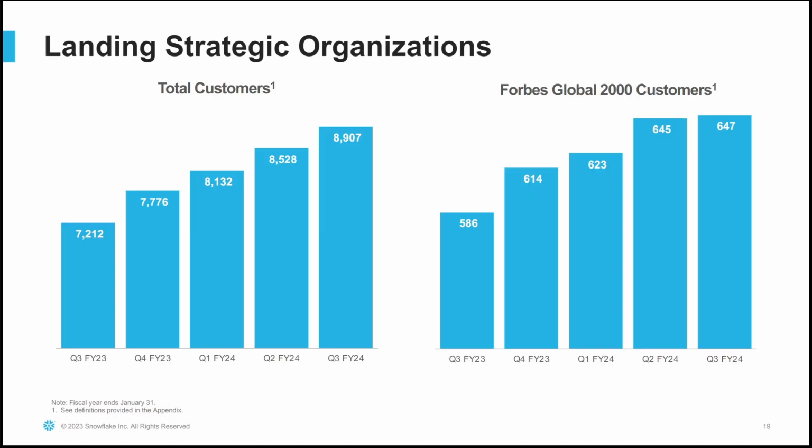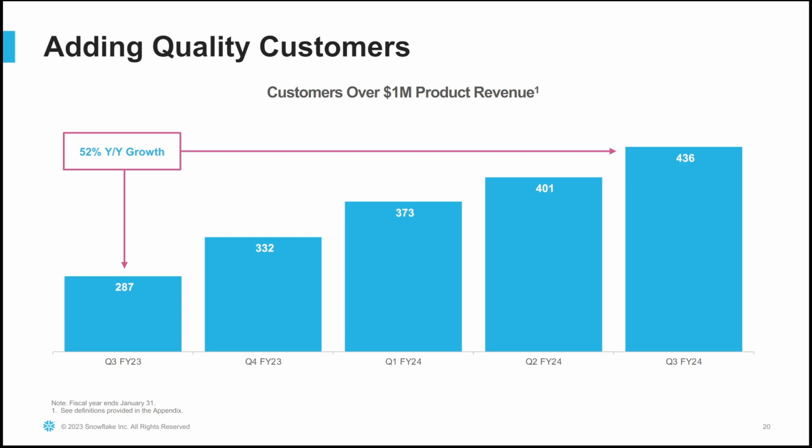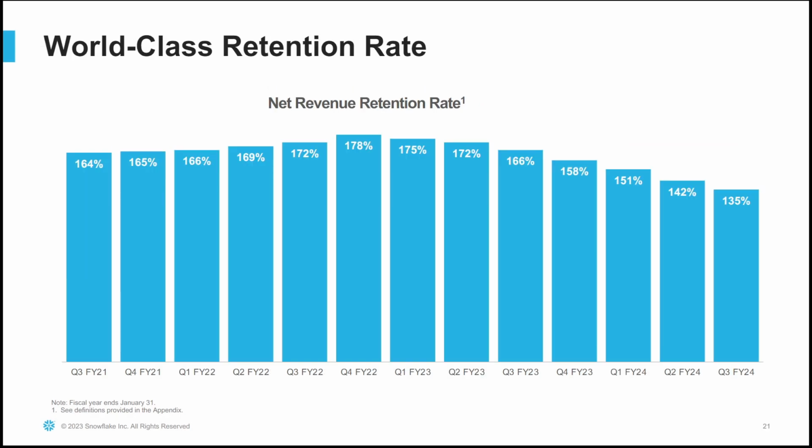Their total customer base keeps growing, and they now have more than a quarter of the Forbes Global 2000 companies as their own customers. It's pretty incredible, and it underlines just how much of a behemoth Snowflake is becoming. What's even more interesting is that they're expecting 52% year-over-year growth in their customers that have over $1 million in product revenue annually. This means that not only are they adding more customers, but they're also adding more higher-spending customers.